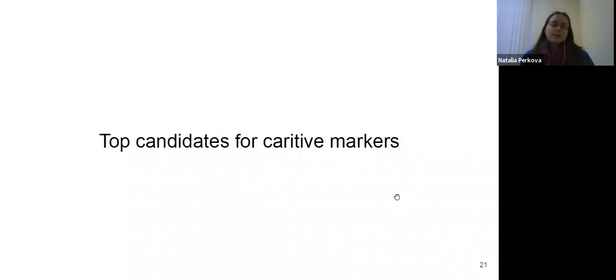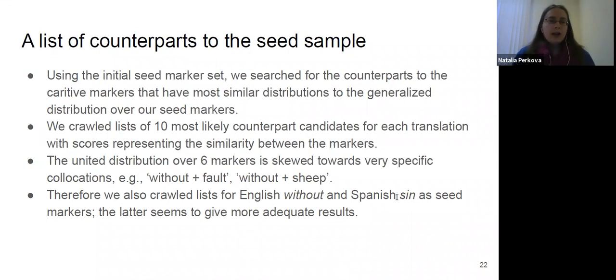And then the second part was looking for top candidates for Caritive markers. As I have already mentioned, part of this was that we looked for the candidates of our seed markers. The problem was that if you use 6 markers, then the distribution is skewed towards very specific allocations, specific for the Bible. So there are some things like "without fault." In Russian, they are even translated like "непорочные," for instance, or "without sheep," because there are many verses, I think, in Old Testament mentioning this.